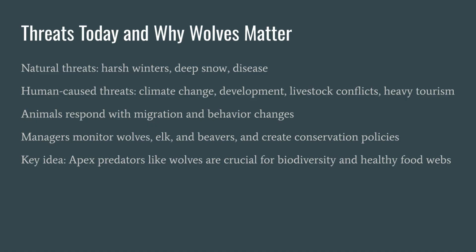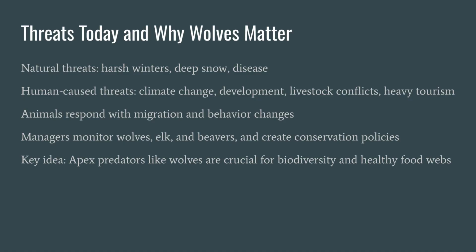Even with wolves back and many parts of the ecosystem recovering, Yellowstone still faces threats. There are natural threats, such as harsh winters, deep snow, and disease. These can cause animal populations like elk or wolves to go up and down from year to year. There are also human-caused threats. Climate change is affecting temperatures, snowpack, and water availability, which changes plant growth and animal migration.